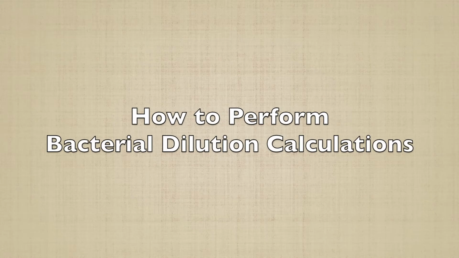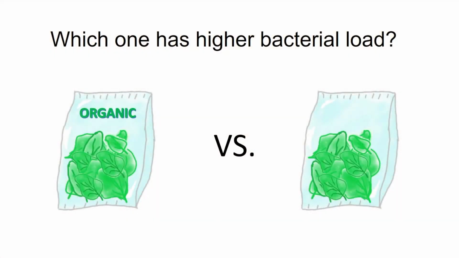This video will show you how to approach a slightly more complicated bacterial dilution problem that you may encounter in your experiments. Consider the following scenario. A group of students wants to look at whether a difference exists between the bacterial load found on organic baked salads compared to the bacterial load on conventionally grown ones.